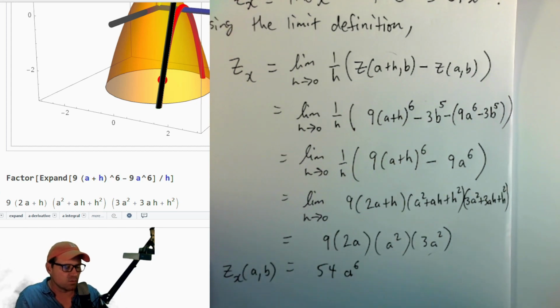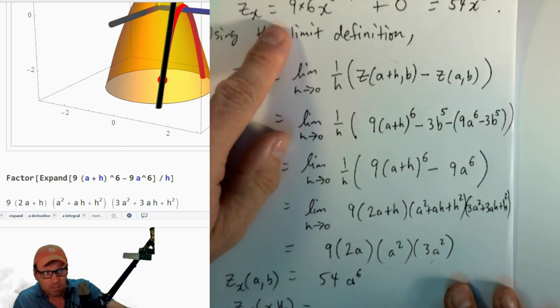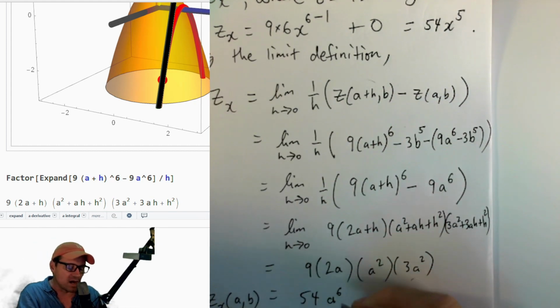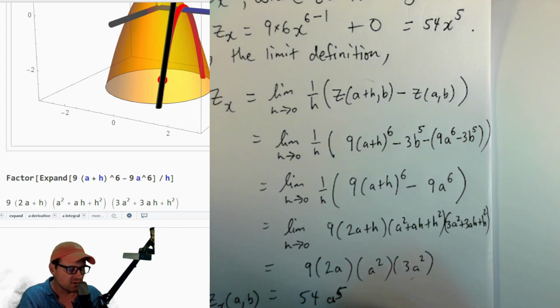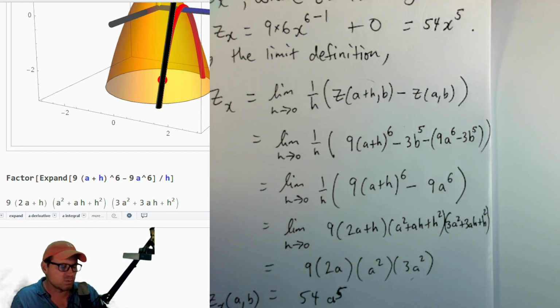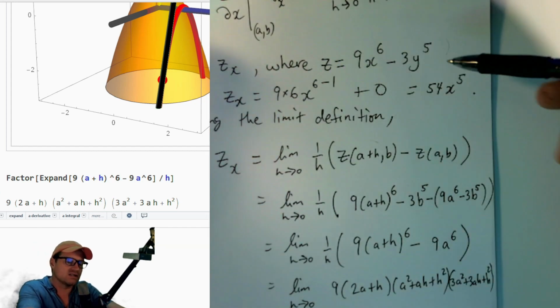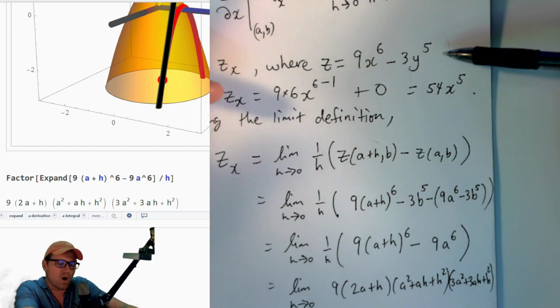Okay, and so then we learn that z subscript x at (x, y), which is what we calculated up here. Oh, that is a power of 5. Okay, so let's change that to the power of 5. a to the 1, a to the 2, a to the 2 is a to the power of 5. And so we've got 54x to the power of 5, which agrees with what we got here, where we simply calculated the derivative of that polynomial treating y as a constant.